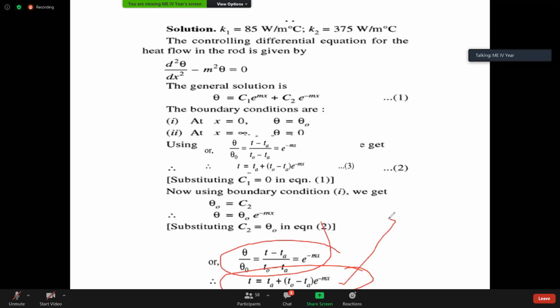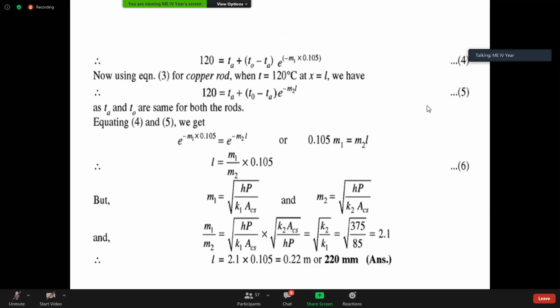At a distance x for that particular rod, the temperatures are not given, and he is asking you to calculate the temperature. Right? Now in the next slide you will see the solution for it.